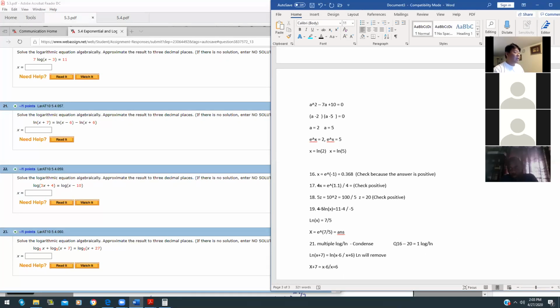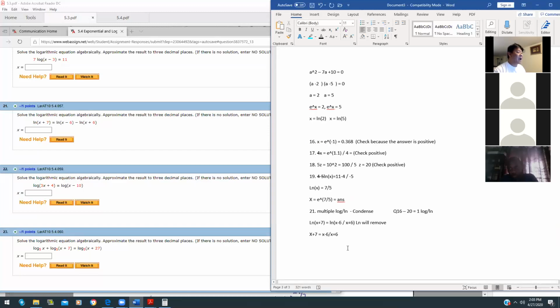So what we do here is I multiply both sides by x plus 6, because I don't like fractions. So I get x plus 7 times x, because I multiply x plus 6 to both sides. And on the other side, the x plus 6 will cancel. So I just get x minus 6.